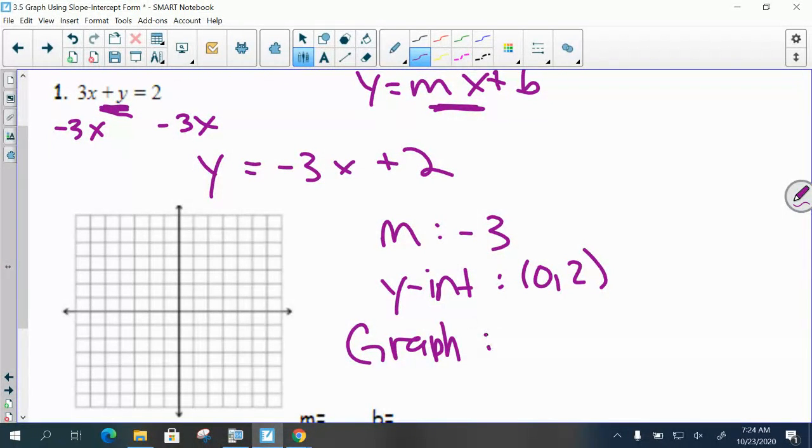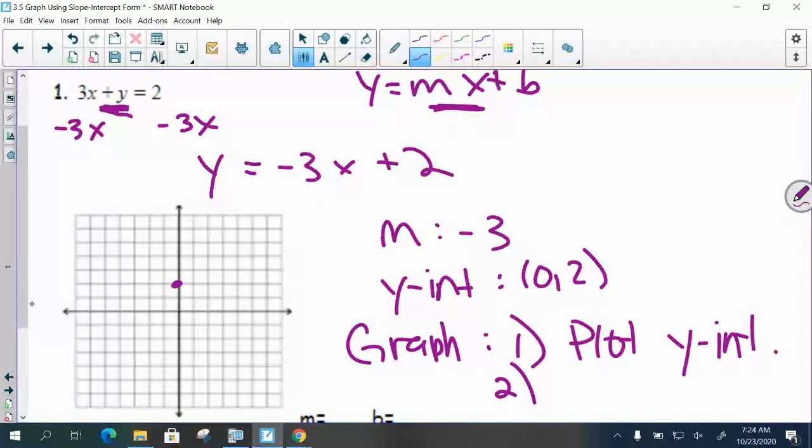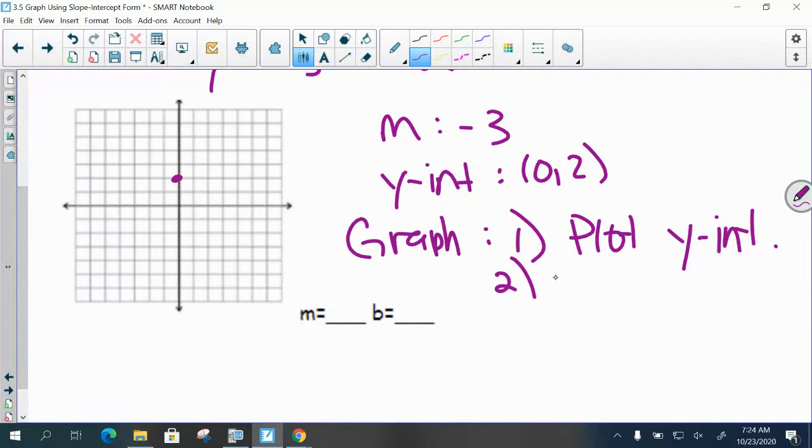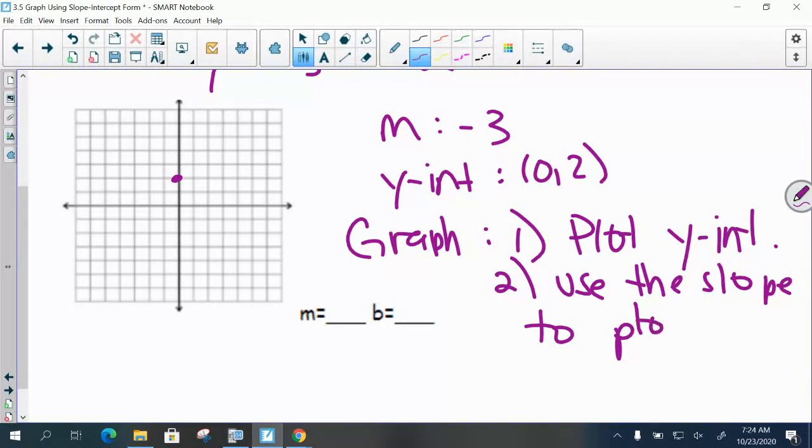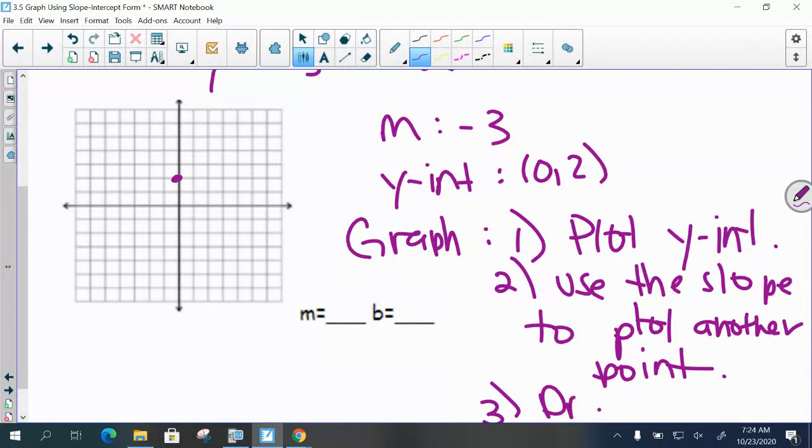So in order to graph, step 1 is you plot the y-intercept. So our y-intercept here is (0, 2). And then step 2 is to use the slope to plot another point. And then step 3 would be to draw a line between those 2 points.